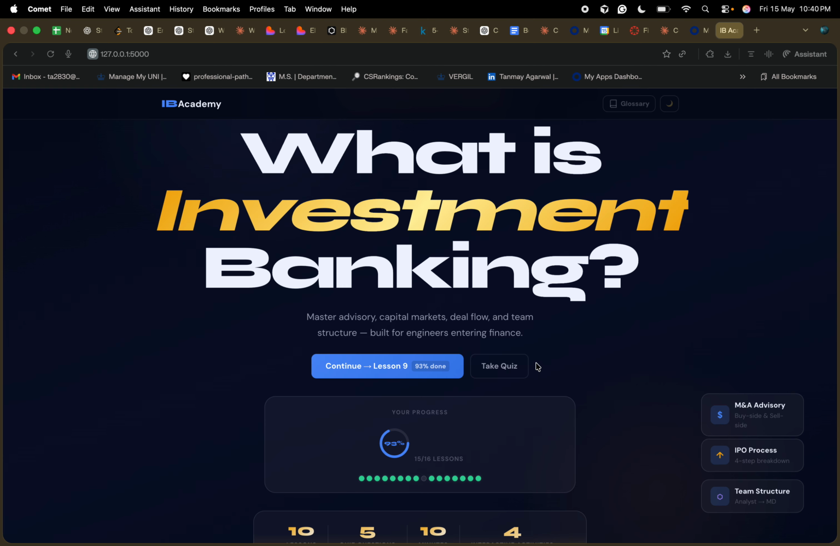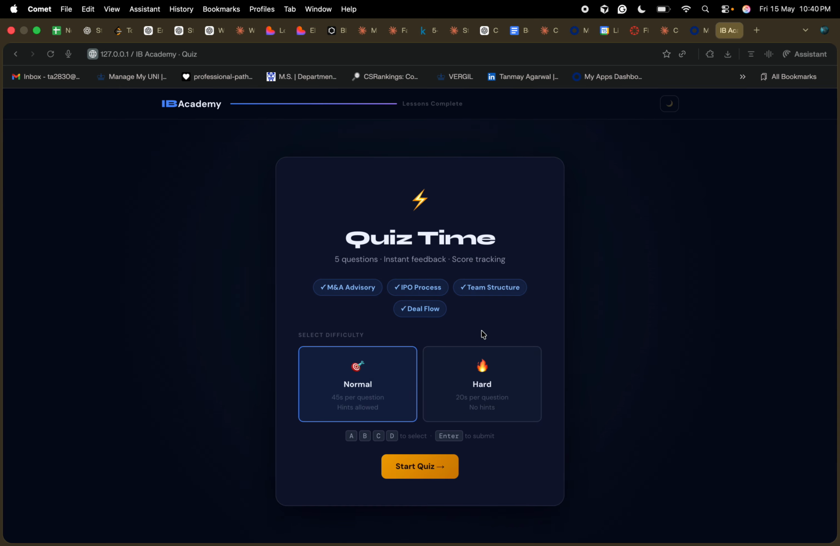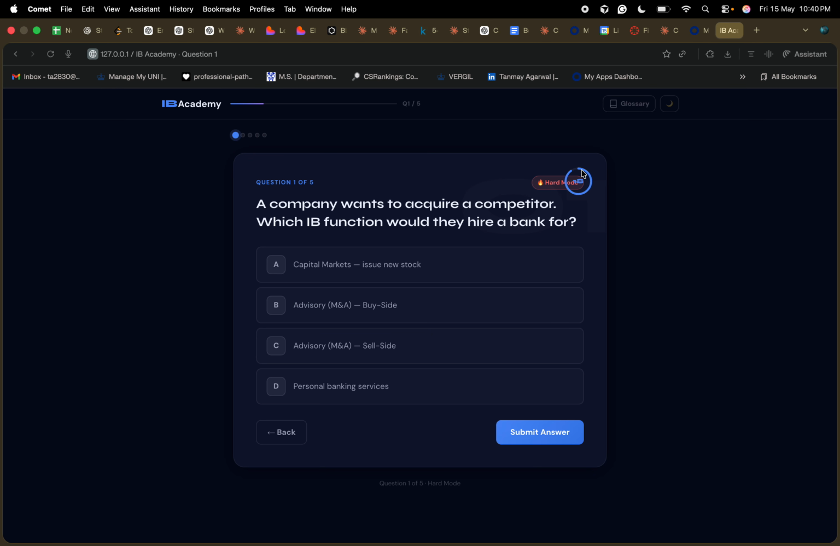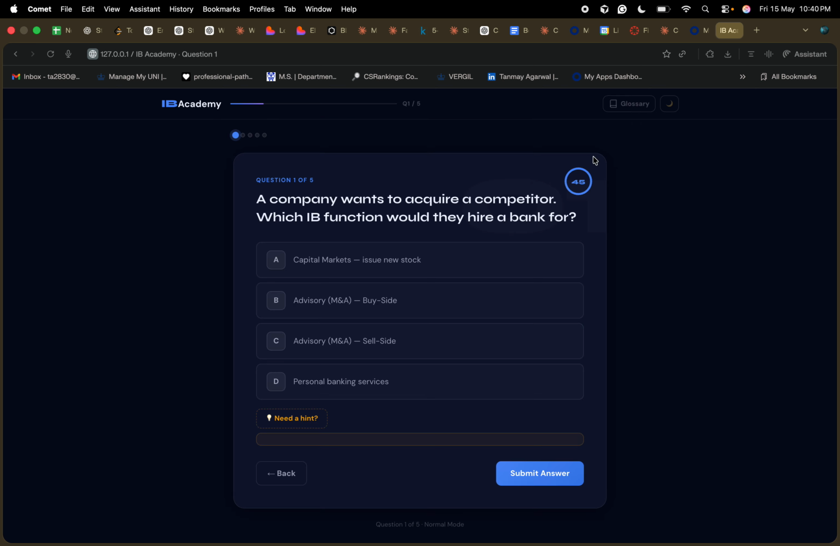And now let's move on to the quiz section. As you can see over here, we are giving two different types of quizzes. One is normal, one is hard, and the major difference between them is the amount of time that we will be getting to answer each and every question. For a hard level quiz, you will get 20 seconds, and as you can see, the timer is ticking over here. And for normal, you will be getting 45 seconds for each question, and you will also be getting a hint if in any case you're not remembering it.